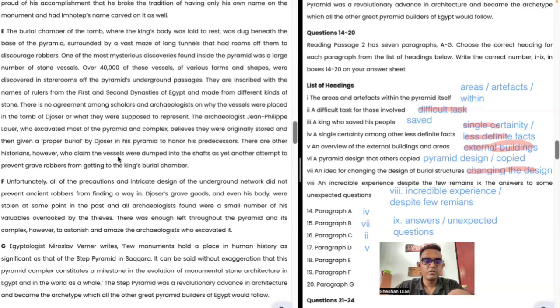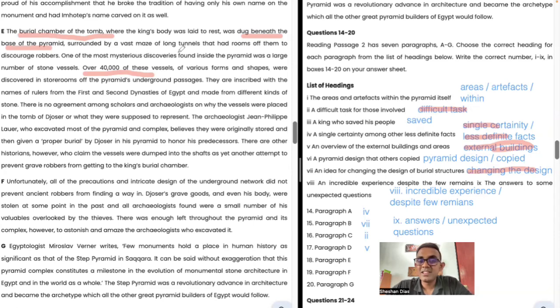There are other historians, however, who claim the vessels were dumped into the shafts as yet another attempt to prevent grave robbers from getting to the king's burial chamber. All right, so clearly talking about vessels. Over 40,000 of these vessels of various forms and shapes were discovered. Okay, so they're clearly talking about the interior of the pyramid. All right, so we didn't even have to go this far, to be honest. When they said burial chamber of the tomb was dug beneath the base of the pyramid, surrounded by a vast maze of long tunnels. And then from here, it's again very clear, over 40,000 of these vessels. Oh no, it's actually here.